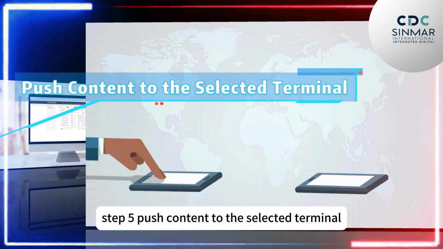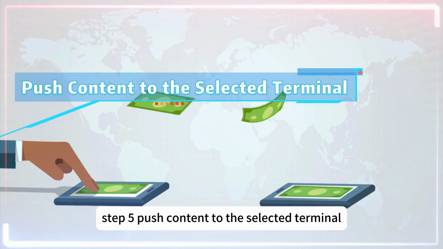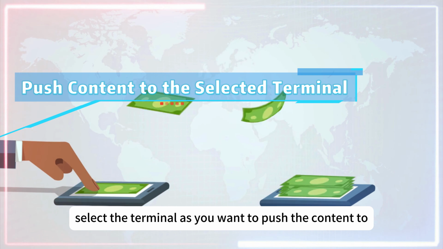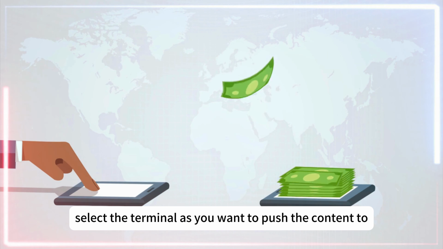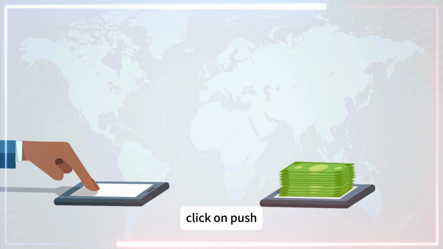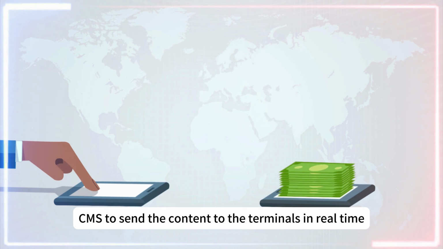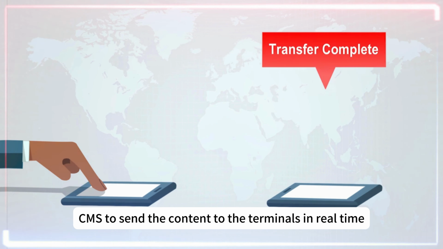Step 5. Push content to the selected terminal. After uploading your content, select the terminal you want to push the content to. Click on Push. Stay in the portal's CMS to send the content to the terminals in real time.